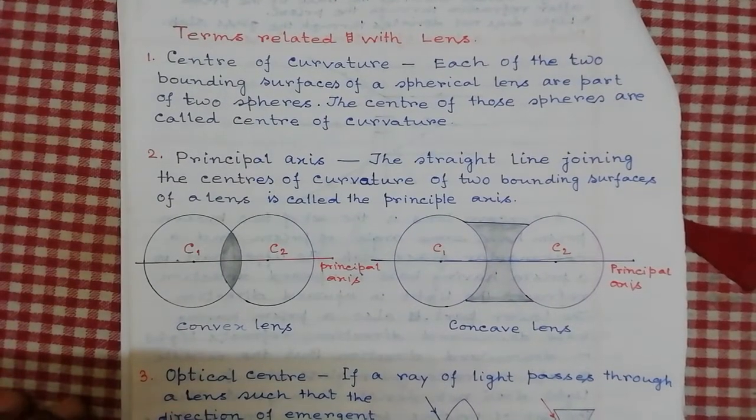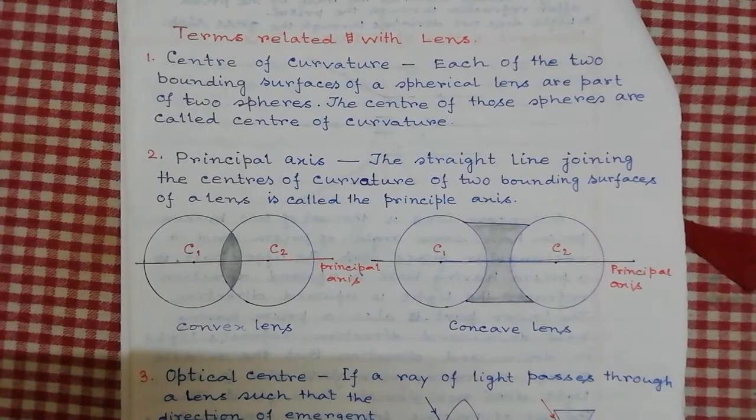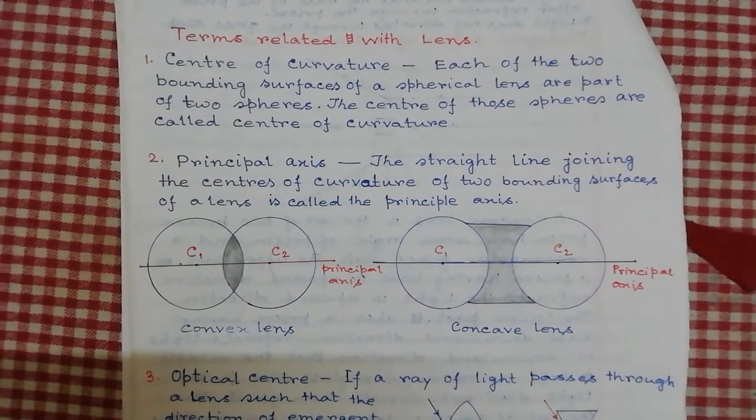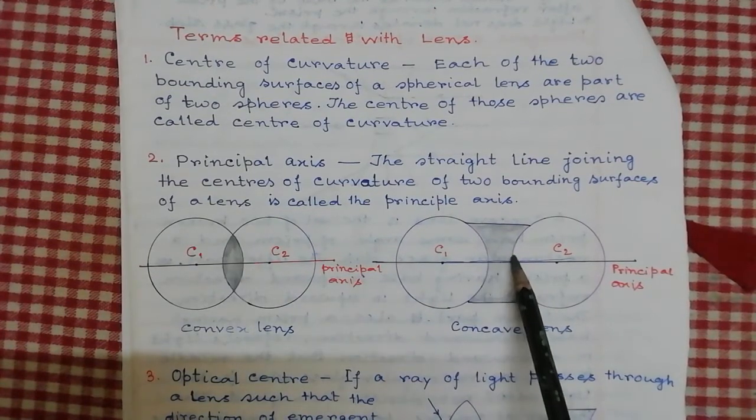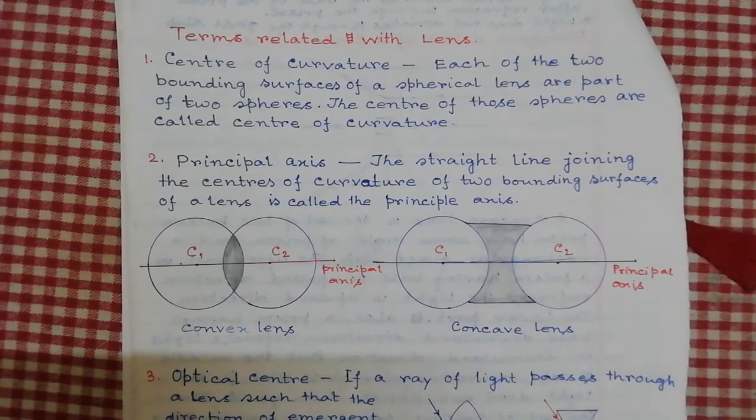Thank you everyone. Today I will discuss the terms related to lenses. First, the center of curvature. Every lens is bounded by two spherical surfaces, and these two spherical surfaces are parts of a sphere.